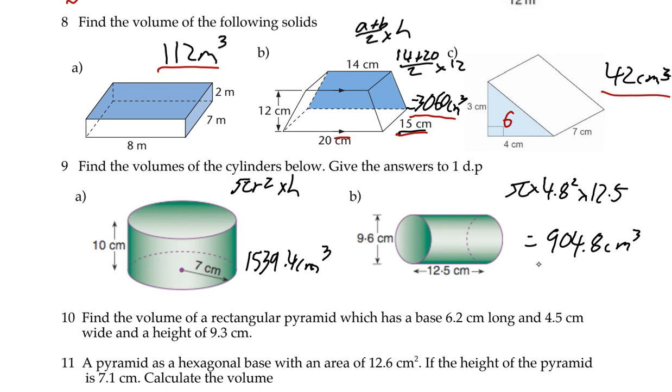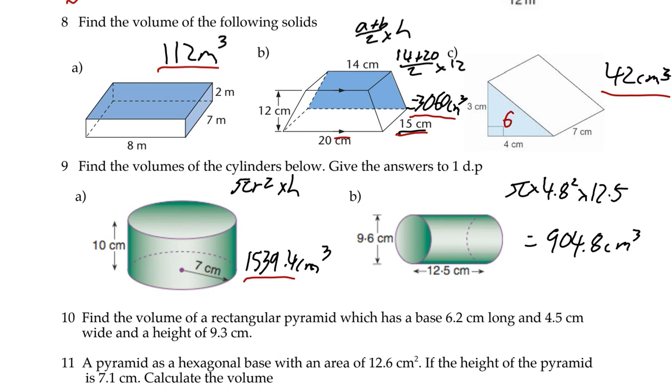For these ones, same thing again. Just like I'd mentioned before, they're prisms of sorts. It's just circular prisms, really, that we call cylinders. Pi r squared gives you the area of the face, and you multiply that by the depth, or the height, as they call it in this. Pi r squared, which will be pi times 7 squared, multiply that by 10, and I'll get 1,539.4 centimeters cubed.